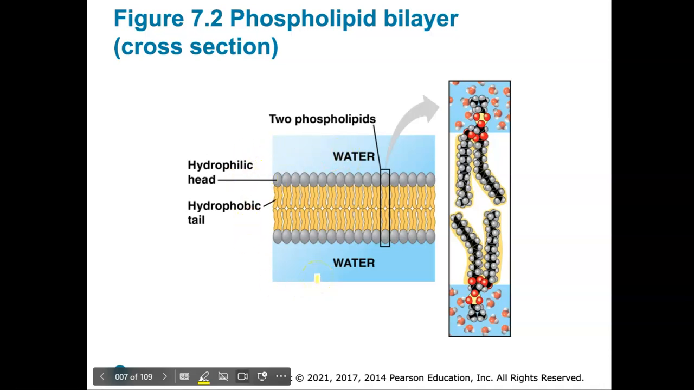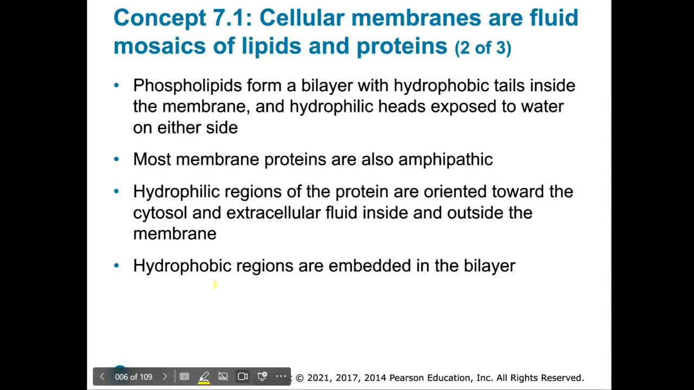The tails that compose the phospholipid, so the phospholipid has a phosphate head, and then it has these two fatty acid tails, and those tails, since they're fatty acids, they are hydrophobic. They're nonpolar, which makes them hydrophobic or insoluble in water. So they face each other so that they don't contact the water inside and outside the cell. Okay.